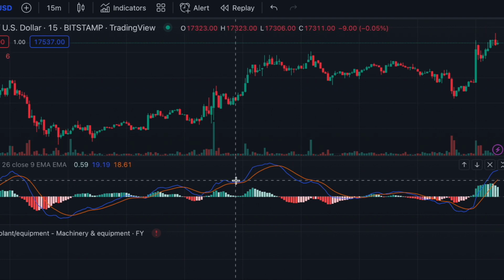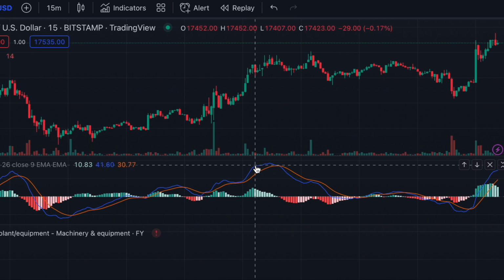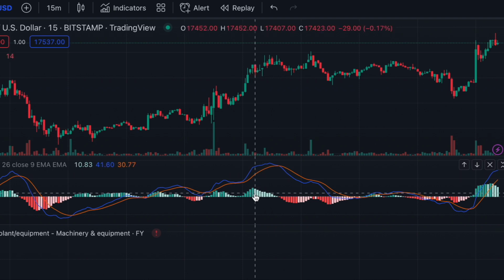So there are 4 different components to the MACD. We have the MACD line, which is the blue line right here. We have the signal line, which is the orange line, and we have the histogram, which is this right here, and we also have the zero line, which is right here in between the green and the red of the histogram. That is your zero line. The MACD is a blue line, which represents a 12-day moving average, and in most cases the signal line is the orange line that shows a 26-day moving average.